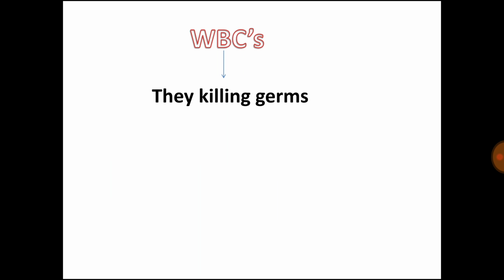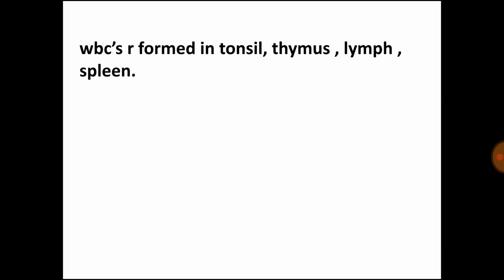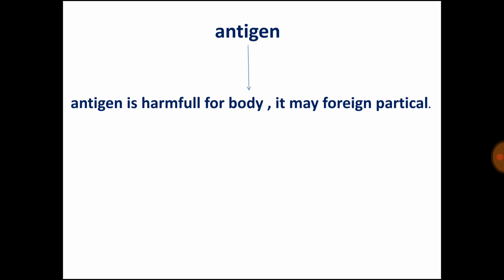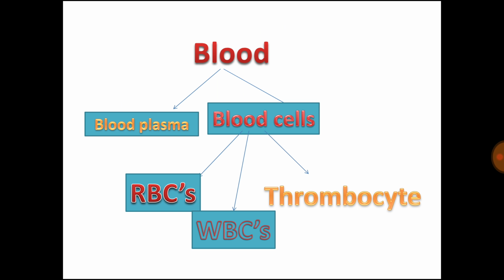Next we're talking about the WBC, which kills the germs, so it works as a soldier and is known as a scavenger or cleaner. WBCs are formed in the tonsil, thymus, lymph, and spleen. Antigen is harmful for the body. It may be a foreign particle. Against antigen, our body forms antibodies, which are produced from lymphocytes.